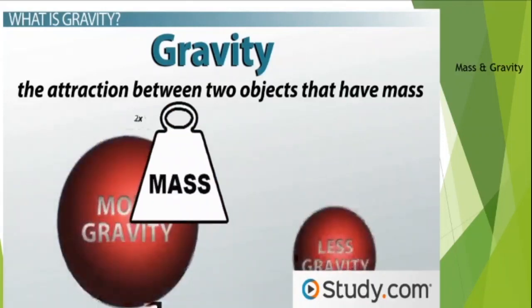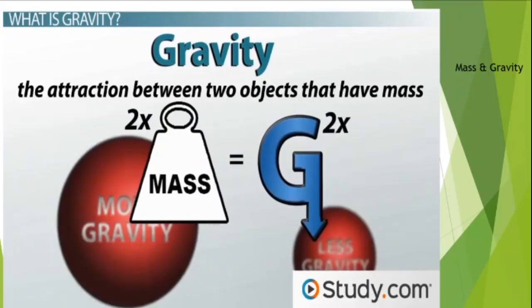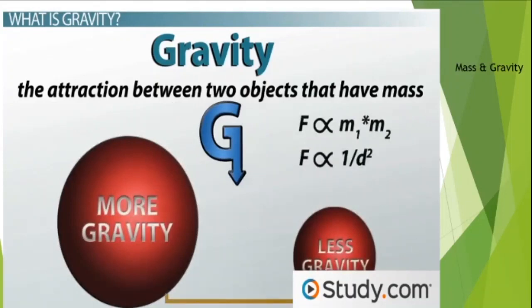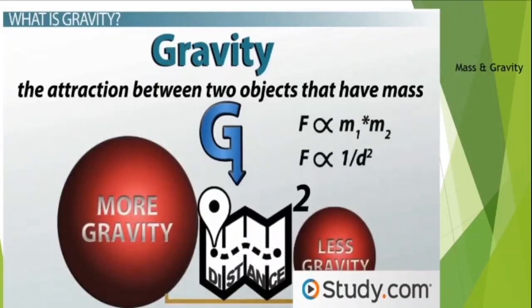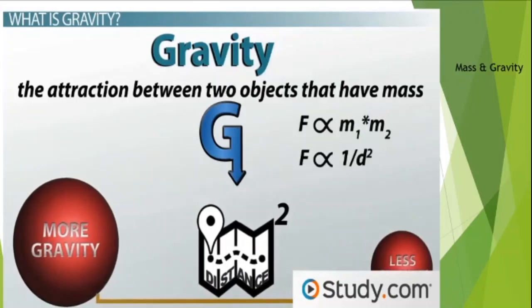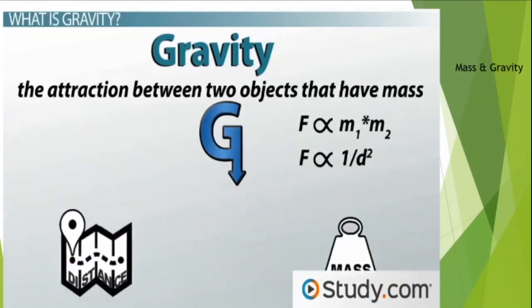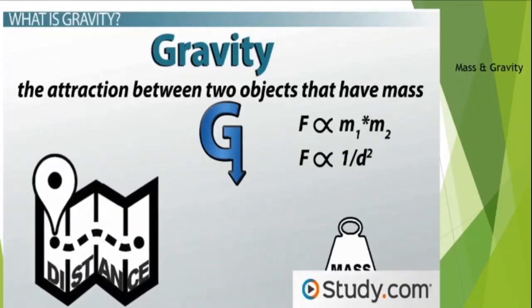An object with twice as much mass will exert twice as much gravitational pull on other objects. On the other hand, the strength of gravity is inversely related to the square of the distance between two objects. For example, if the distance between two objects doubles, meaning they're twice as far apart, the gravitational pull decreases by a factor of 4. This is because 2 squared is equal to 4. This means the effect of distance on gravitational attraction is greater than the effect of the masses of the objects.